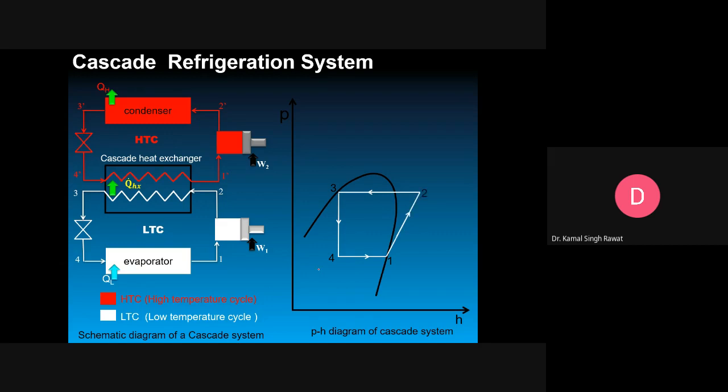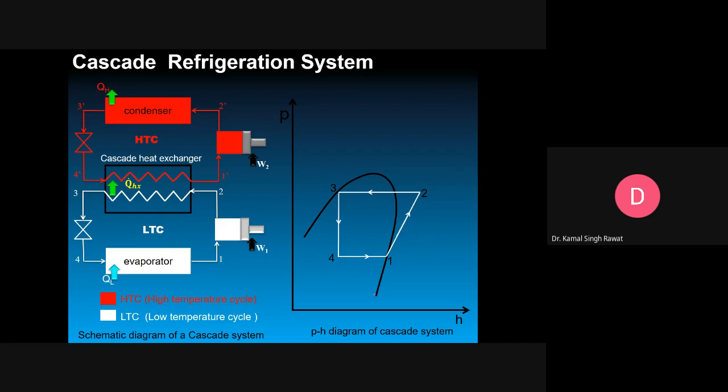So this is the pH diagram. Okay. So 1 to 2 is isentropic compression, then 2 to 3 is the isobaric heat rejection, 3 to 4 isenthalpic expansion, and 4 to 1 is evaporation or refrigeration effect or heat absorption at constant pressure. So this is the liquid vapor dome for the carbon dioxide.